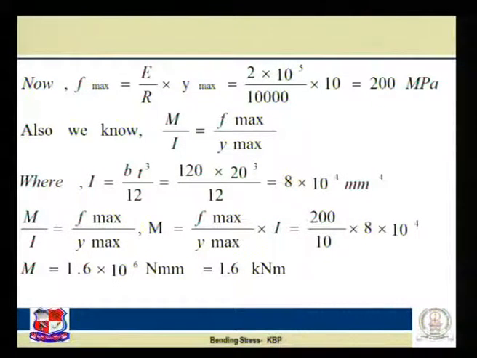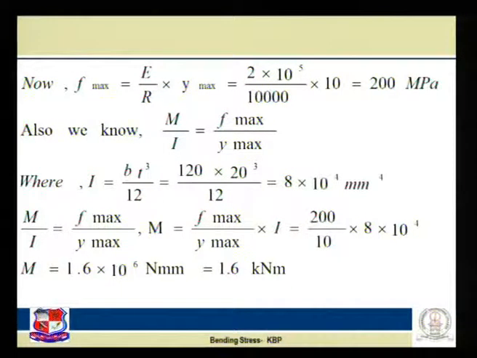Also, we know that M over I is equal to F max by Y max. We know the value of F max, we know Y max, and we can find I since the rectangular section has been given to us. We can easily find out the value of M.